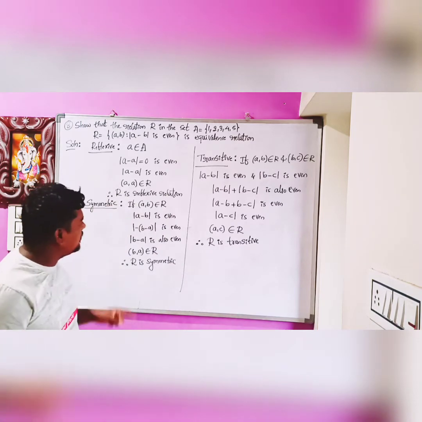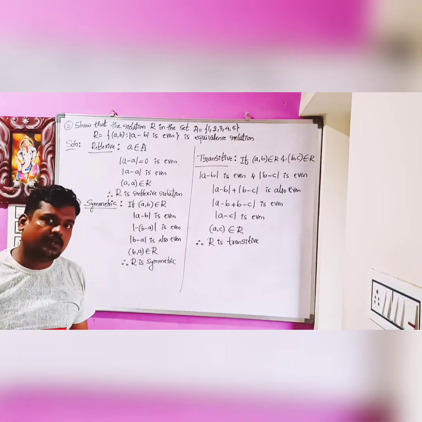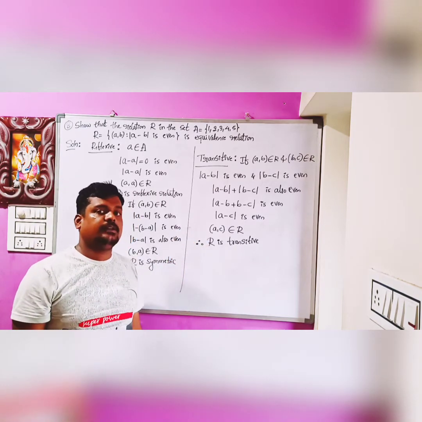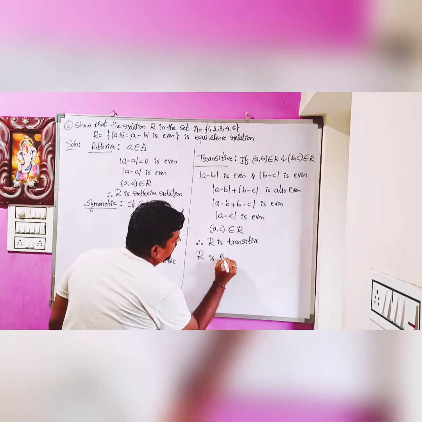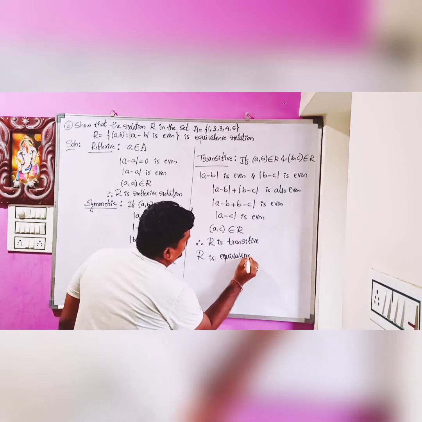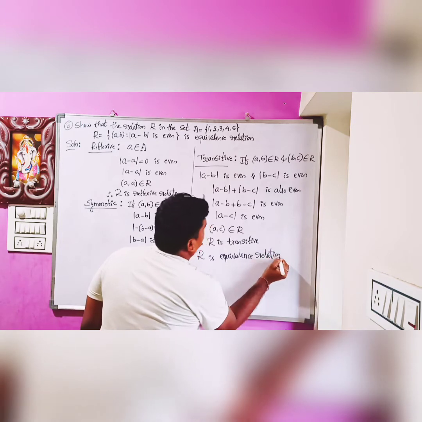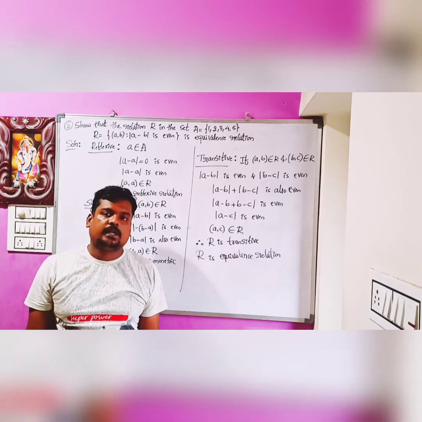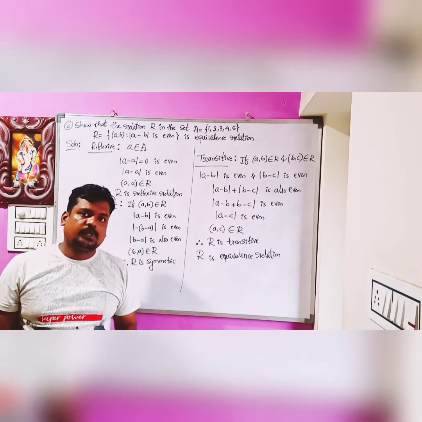Since R is reflexive, symmetric and transitive, what is this? This is the definition of R being an equivalence relation. So R is an equivalence relation, since R is reflexive, symmetric and transitive. So this is a very important example.